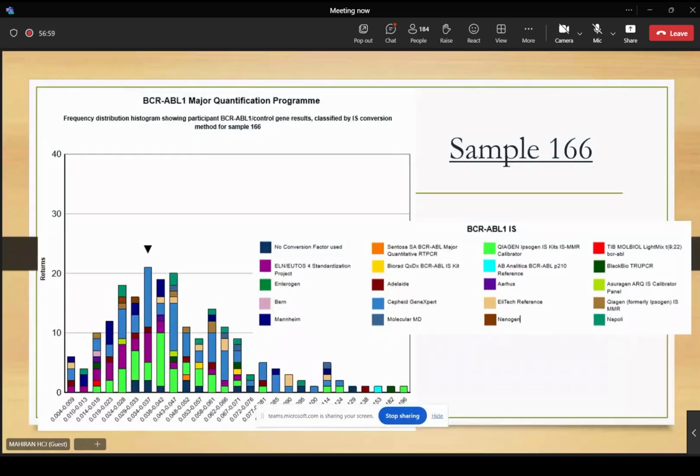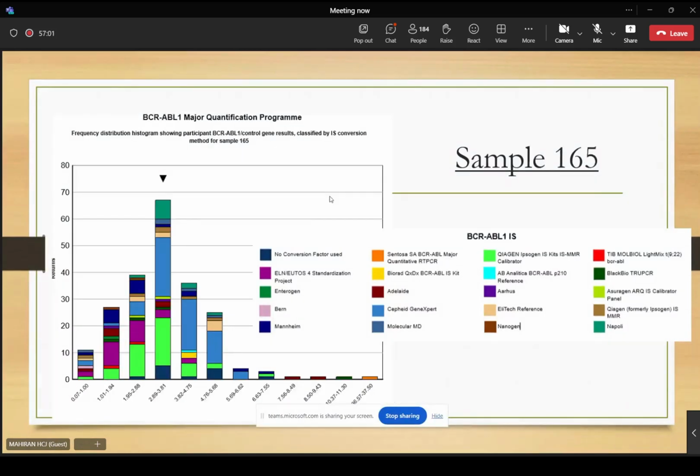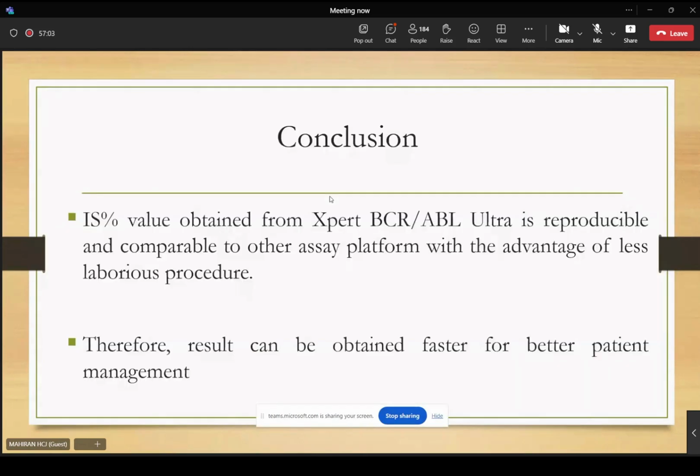Okay, so ini 2 sampel lah yang tadi, sampel 165 dan sampel 166. So as a conclusion, IS percentage value obtained from expert BCR ABL Ultra is reproducible and comparable to other assay platform with the advantage of less laborious procedure. Therefore, result can be obtained faster for better patient management.